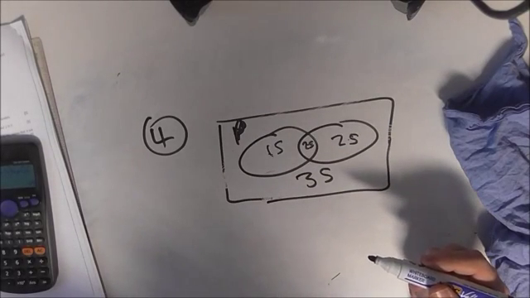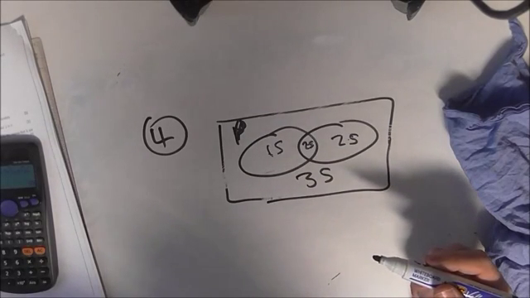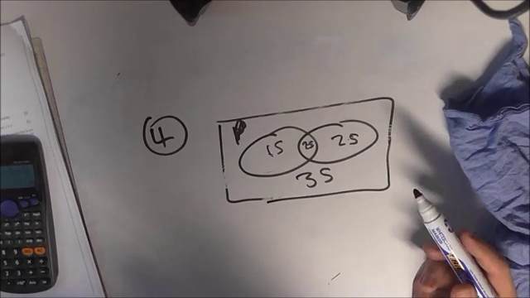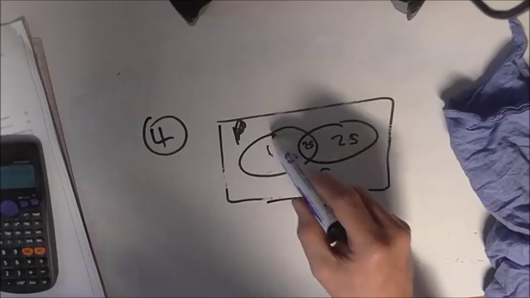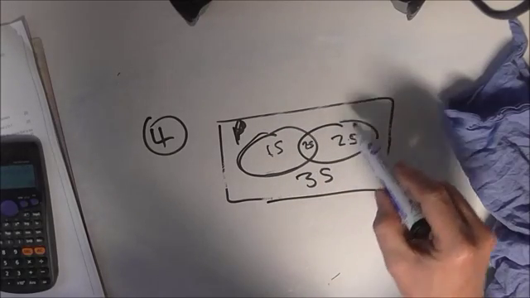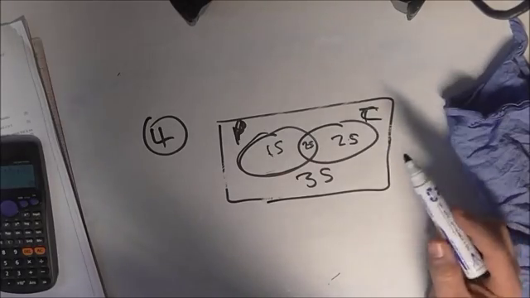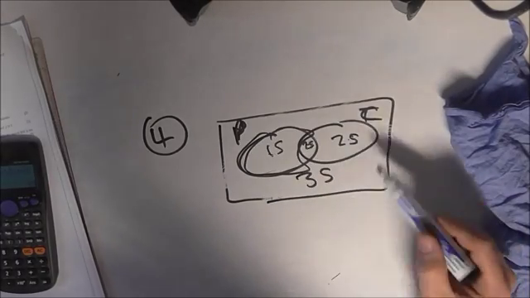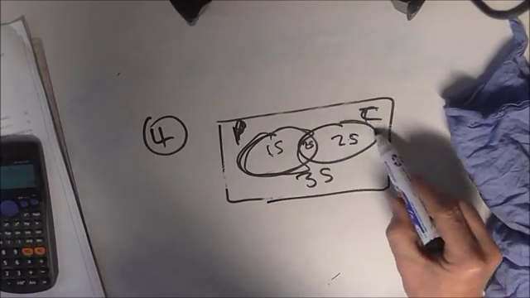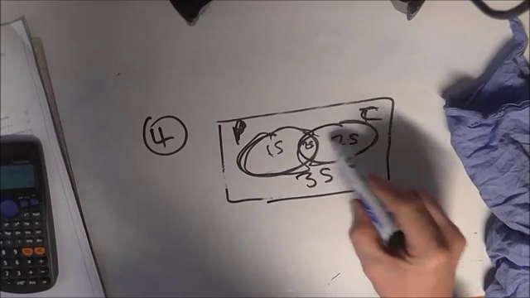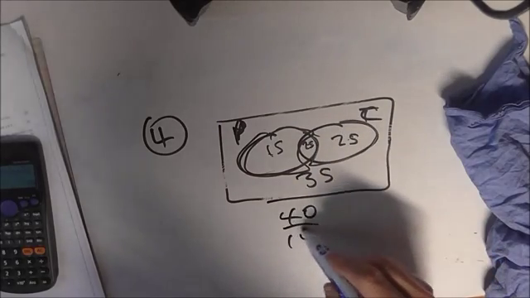Find the probability that a household chosen at random has either a plasma TV or a laptop computer, but not both. So what's in the P circle but not in the C circle for computer? Those 15. What's in the C circle but not in the P circle? Those 25, so it's 40 out of 100.